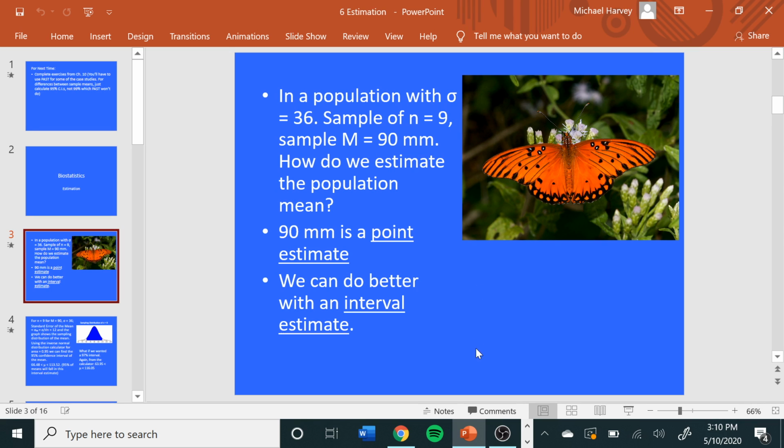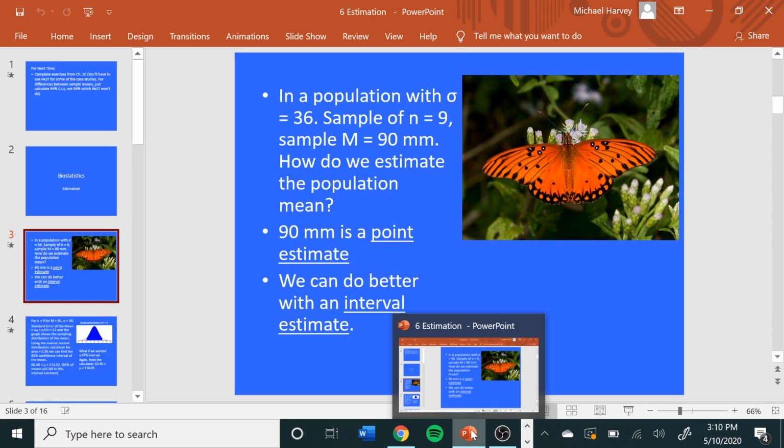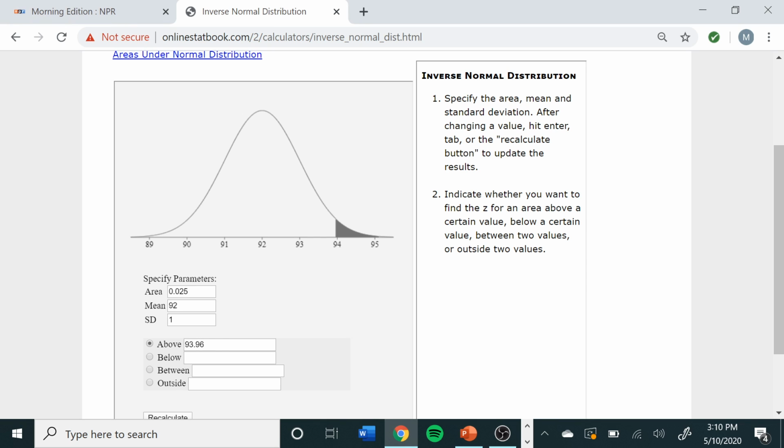So the standard deviation of the sampling distribution, or the standard error, is going to be 12. I'm going to try and model what this might look like. Now, what we're going to do is generate something called a 95% confidence interval. So I'm going to shade 95% of the distribution here.